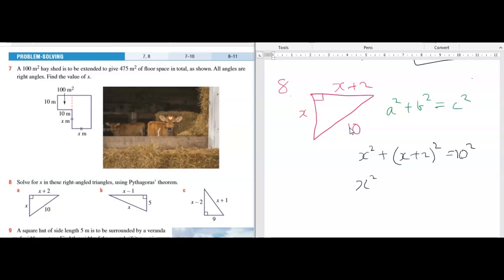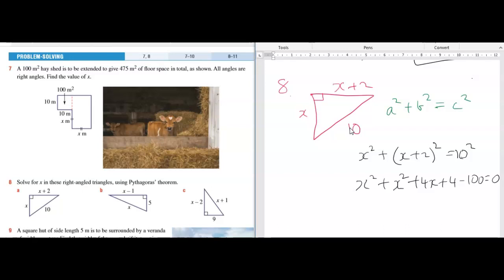All right, so when we expand this, and I'm not going to do every step involved, I'm going to have x squared plus 4x plus 4. And then I'm going to bring that 10 over, so 10 squared is going to be minus 100 equals 0. All right, let's tidy it up.